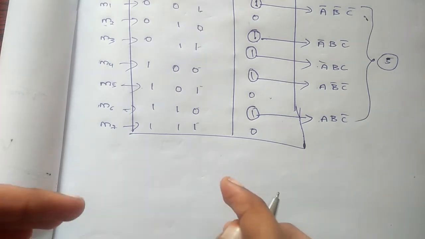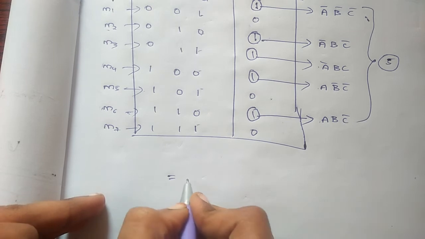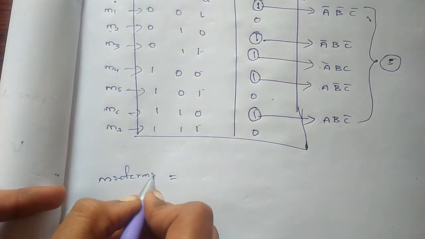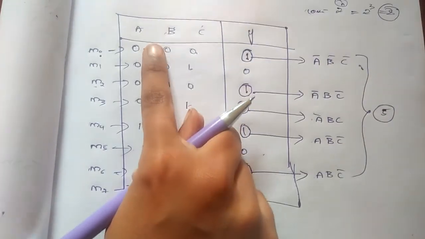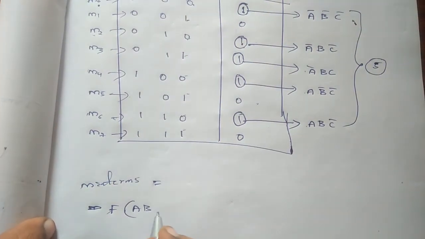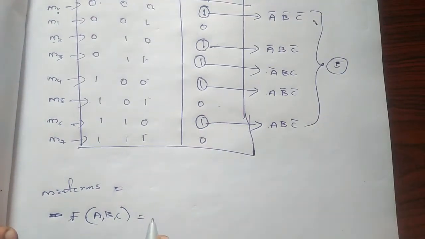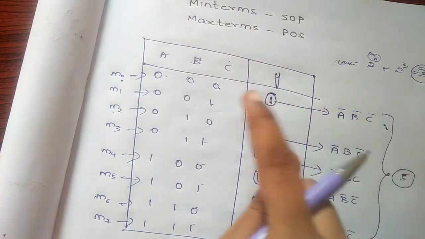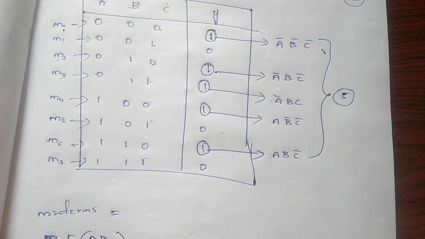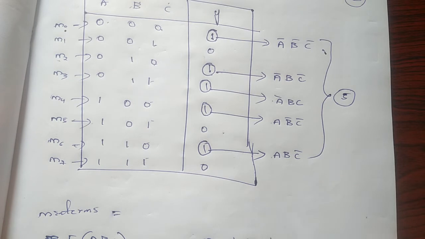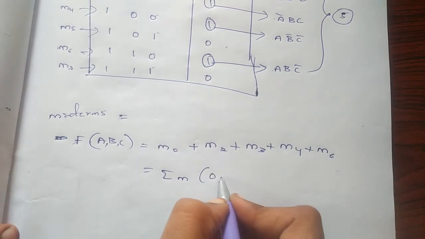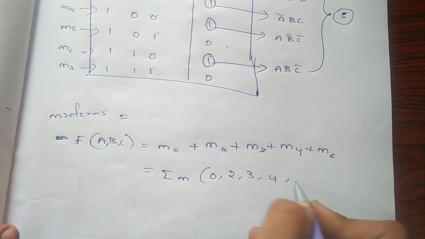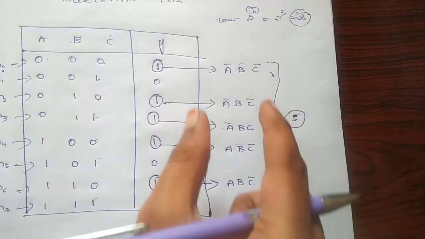So how to represent it as an equation? As an equation, it can be represented as the minterm function in terms of the variables A, B, C. So in minterms, M: M0 plus M2 plus M3 plus M4 plus M6, and we can represent it as the summation of M 0, 2, 3, 4, 6.